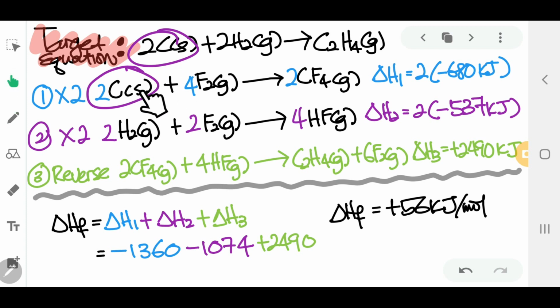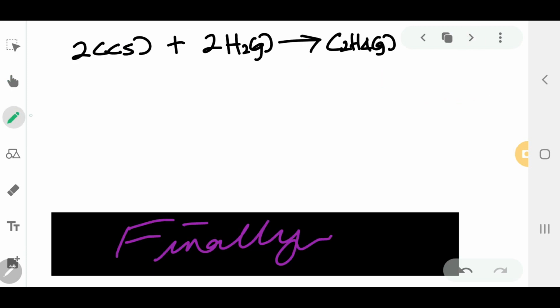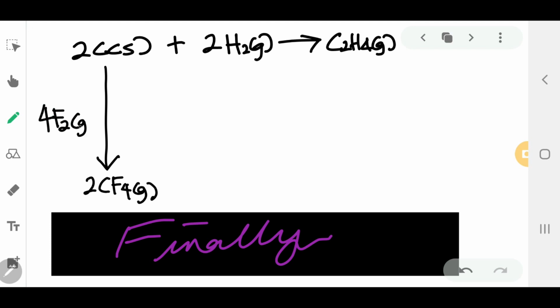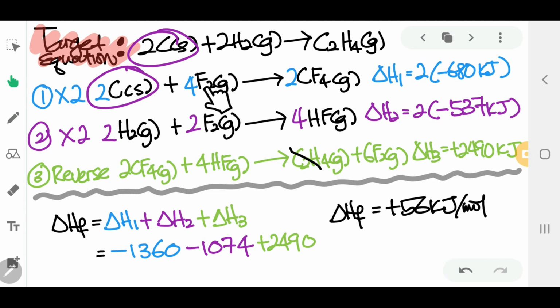And when you look here, you have 2 carbon solid, will be producing 2CF4 gas. Okay, 2CF4 gas right there. So just gonna write that. You're gonna take 1 arrow going down, 2CF4 gas. And on the side of the arrow, you're going to write 4F2 gas, which is that.